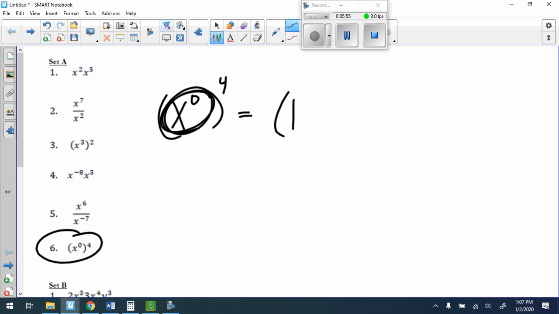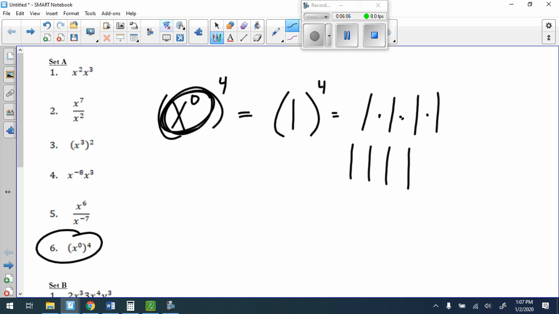So it's now 1 to the power of 4, which is 1 times 1 times 1 times 1. Now, when you're dealing with numbers, you have to put the multiplication dot. Otherwise, it looks like 1,111. But that is not what this is. This is 1 times 1 times 1 times 1, which of course would just be 1.